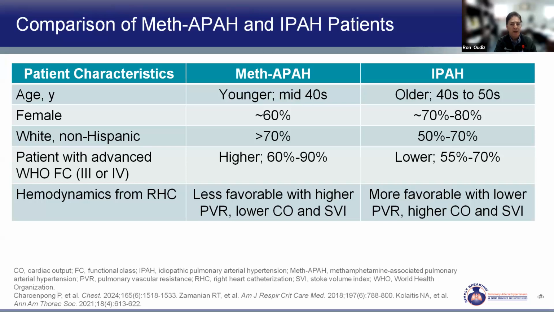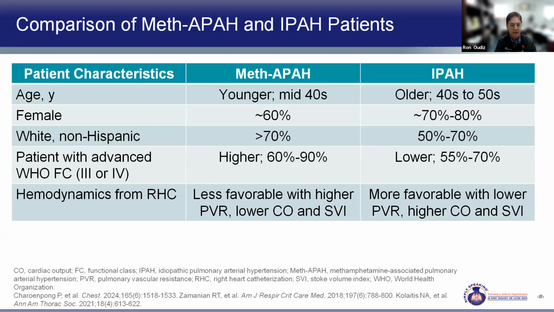And then comparing meth APAH to IPH, it says here from these studies referenced below that IPH is older than meth PH. I think that's highly dependent on what your meth population is and what your IPH population is. IPH is typically a disease of young women. If you throw in APAH, where the CTD represents the biggest component, then it's still female predominant, but the age moves up into the 45 to 65 range. Nevertheless, with meth PH, there still seems to be some female predominance.